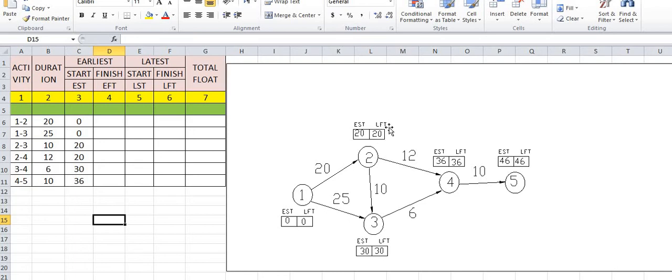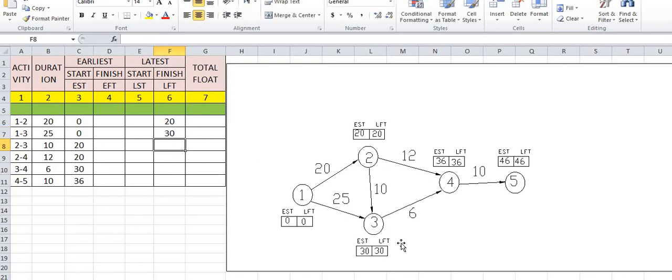Same way we have calculated LFT for every node. So we will find out this LFT. These two columns we will calculate, later on LFT. So how to calculate LFT? Depending upon 1 to 2, here while calculating LFT, we have to take the end point. We have to see the end point of 1 to 2. 2 is the end node, so LFT is 20. Then 1 to 3. The end node is 3, so LFT is 30.